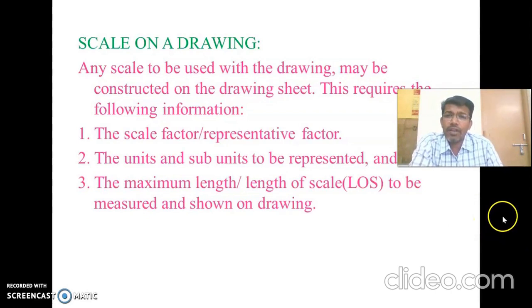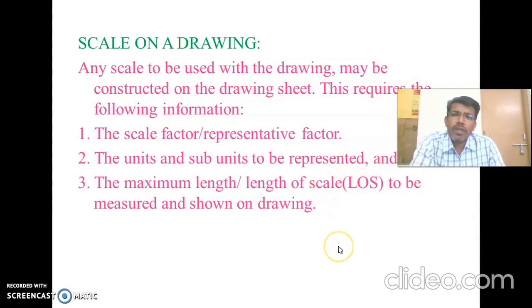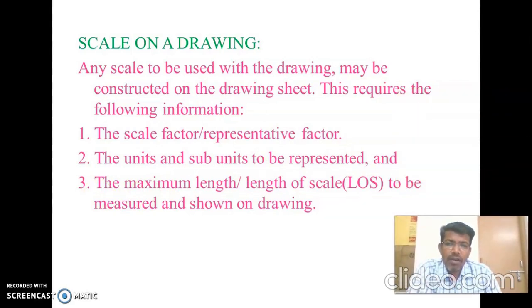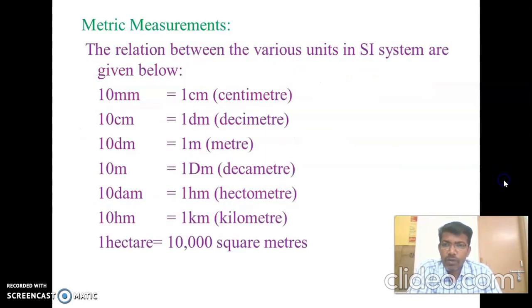So here, scale on the drawing. What should be represented on the drawing? So after the drawing, these are the instructions, 1, 2, 3. One, the scaling factor, that is nothing but the representative factor. Two, the units and subunits to be represented, right? And three, the maximum length of the scale to be measured and shown on the drawing. So right, we'll go for the next one.